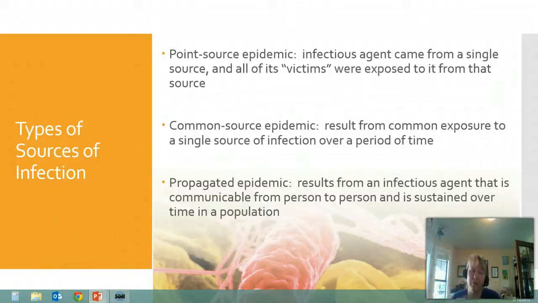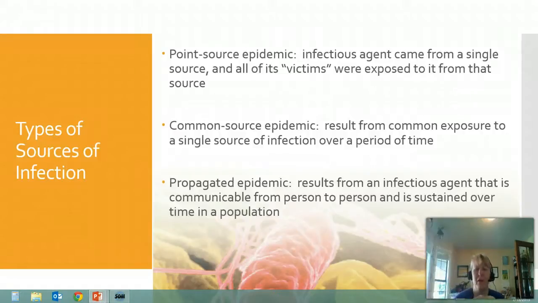Now, common source epidemics are not always propagated, especially if we're talking about waterborne infections, things like that. So it's important to understand that just because it's a common source epidemic or a point source epidemic, it doesn't necessarily mean it's a propagated epidemic if it's not being spread. So make sure you have those three straight. I know it's a little confusing. So if you want to go over that again, just let me know and we can sit down and talk about that.